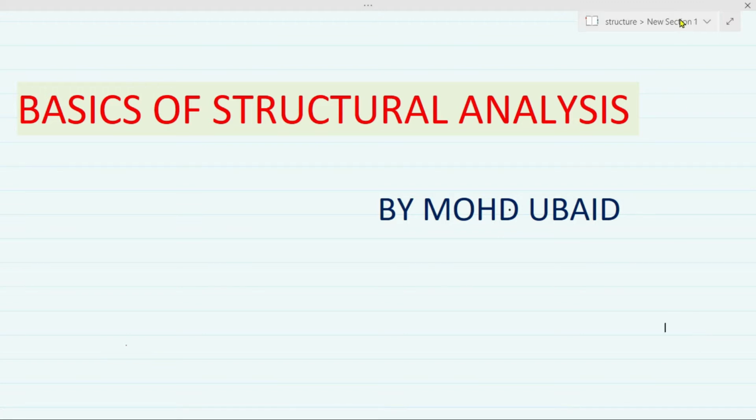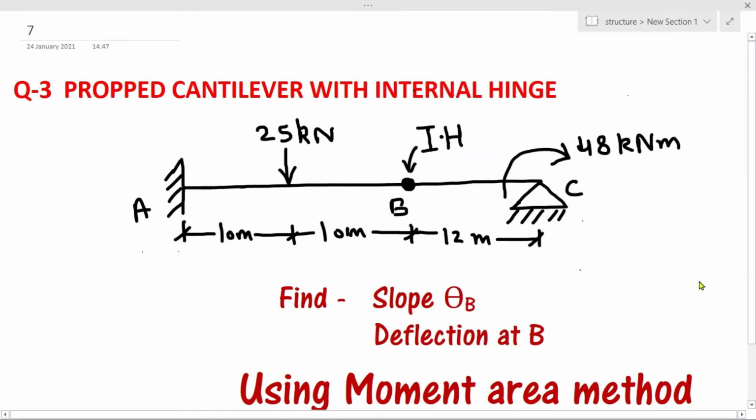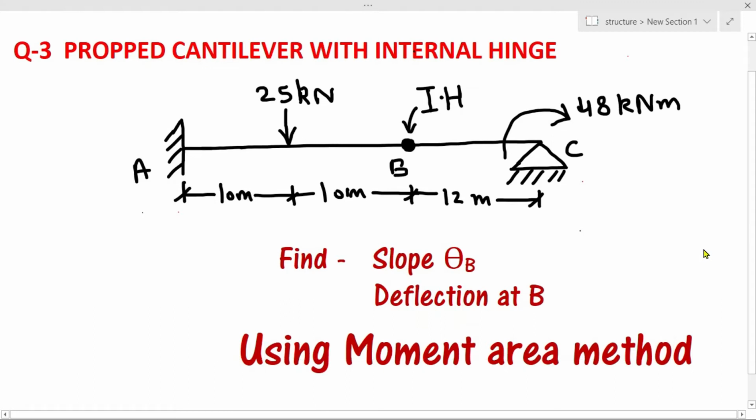And today in this video we are going to solve a very interesting problem in which we have a prop cantilever with an internal hinge, and we also have a concentrated moment applied at point C. So in this problem, we are going to find out the slope at B and deflection at B by using moment area method.